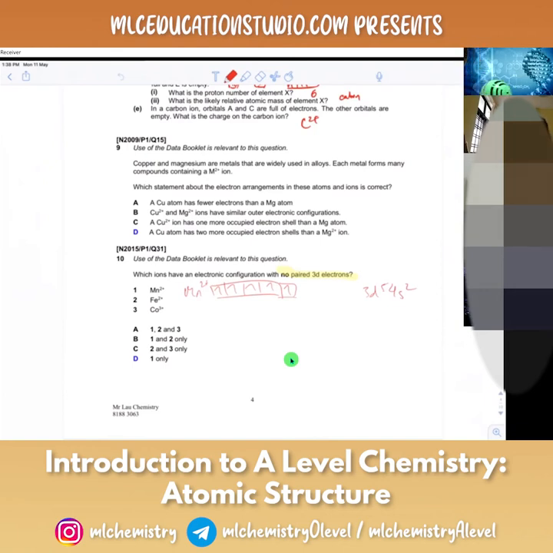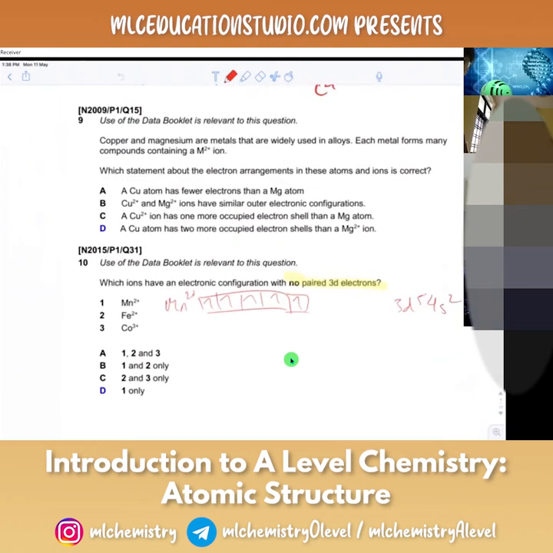Which one didn't tell you? The first one, 9? 9A, yeah, never mind. What do they mean by similar outer electron configuration? It means the valence electron configuration is the same. As in, if someone has 4s2, the other one also has 4s2.